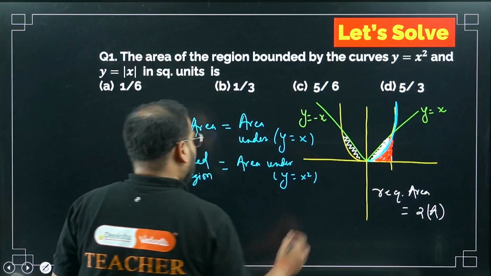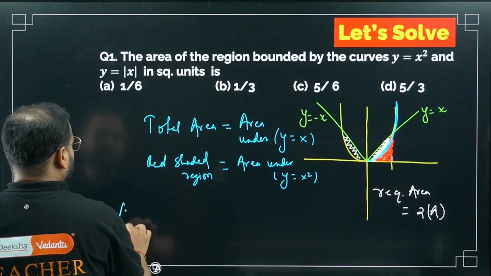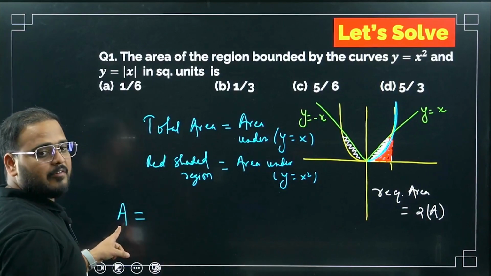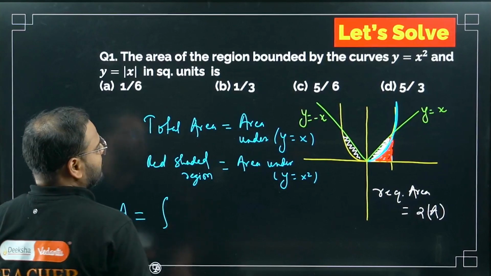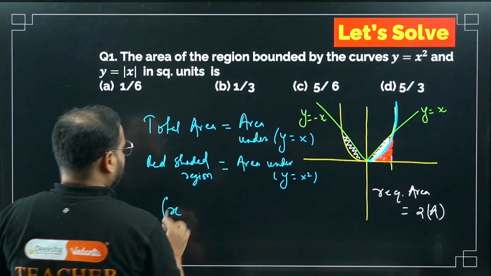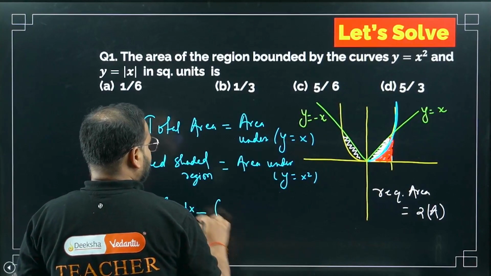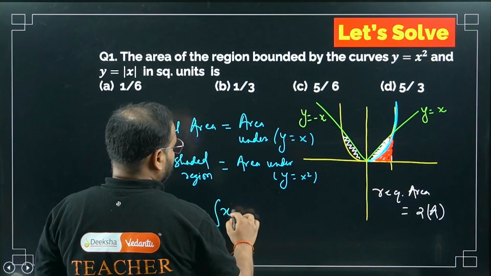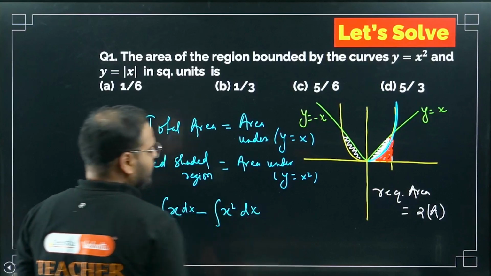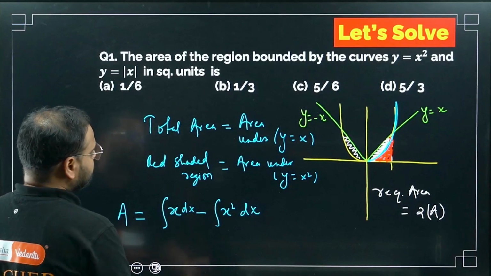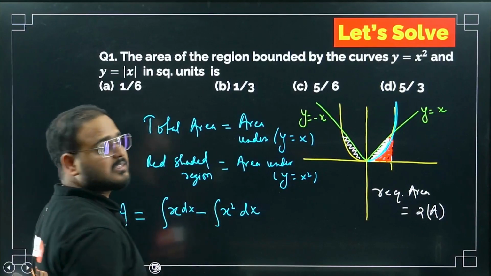So we have to do subtraction of these two. How will my integration look like? Means how will the area look like? My area will look like this. Integral of x dx, obviously, minus integral of x square dx. No problem there. Please have a look. x dx minus x square dx. Now what about the limits?